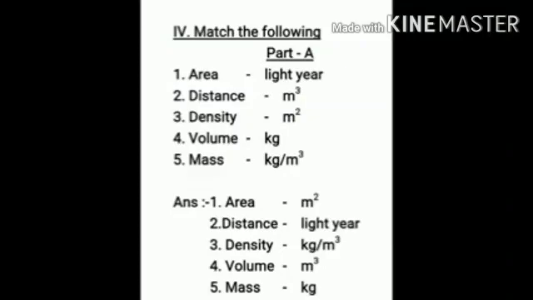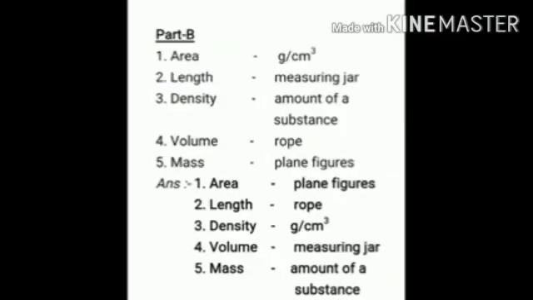Roll number 4, match the following. Part A. Number 1, area, meter square. Number 2, distance, light year. Number 3, density, kg per meter cube. Number 4, volume, meter cube. Number 5, mass, kg. Part B. Number 1, area, plane figures. Number 2, length, rope. Number 3, density, g per centimeter cube. Number 4, volume, measuring jar. Number 5, mass, amount of a substance.